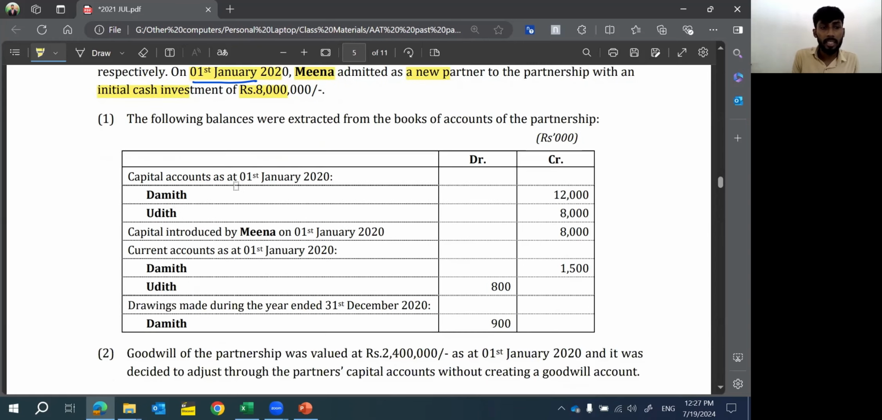So the opening capital balances are given. Then the capital introduced by Meena has not been recorded in the capital account yet, because it has been recorded in a separate account. Then the current account balances, the opening, and then the drawings during the year.